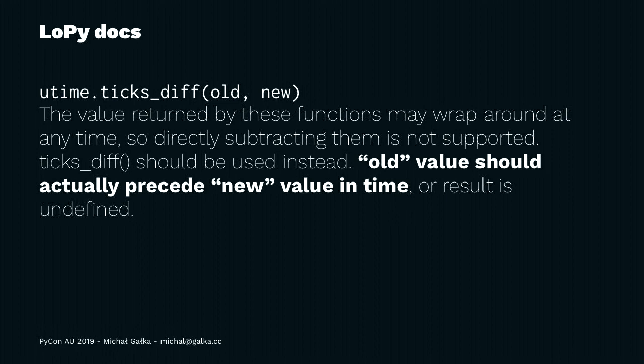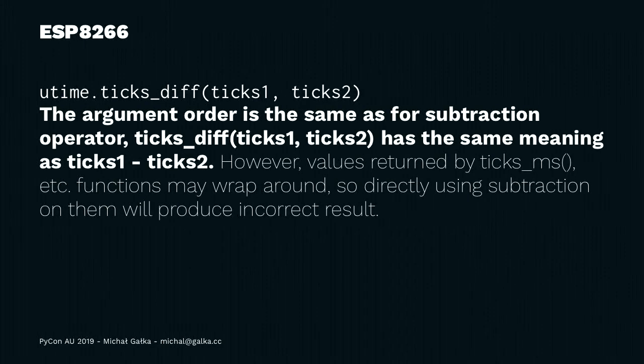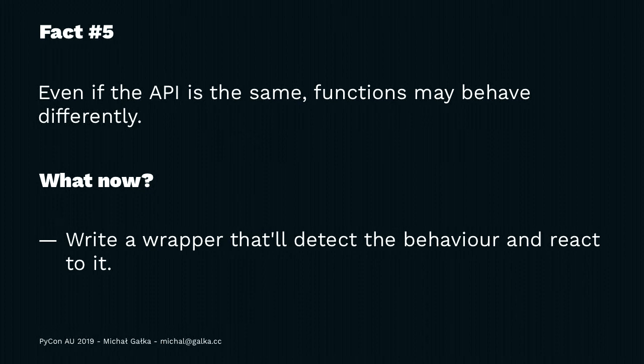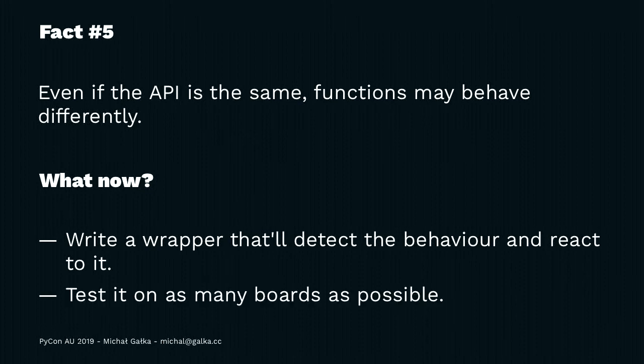So it occurs that the MicroPython implementation on LowPy takes the arguments in a different order than the official ESP8266 port. Well, again, documentation states that, but I wasn't expecting that at all. So even if the API is the same, functions may behave differently. So I came up with an idea to write a wrapper that would detect the actual behavior and swap the parameters if needed. And again, I was left with the thought that I should test it on as many boards as possible.